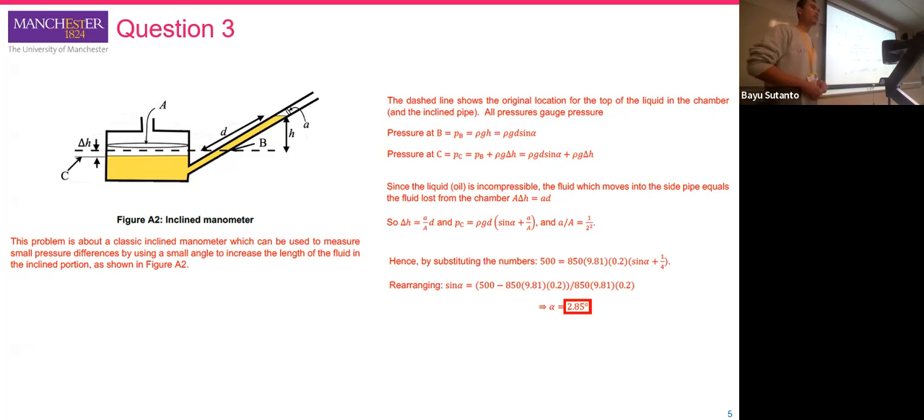Okay, any questions for number 3? Can you just go back to the slide with all the work? In the slide? Yeah, in the blackboard. This will be available on your blackboard.